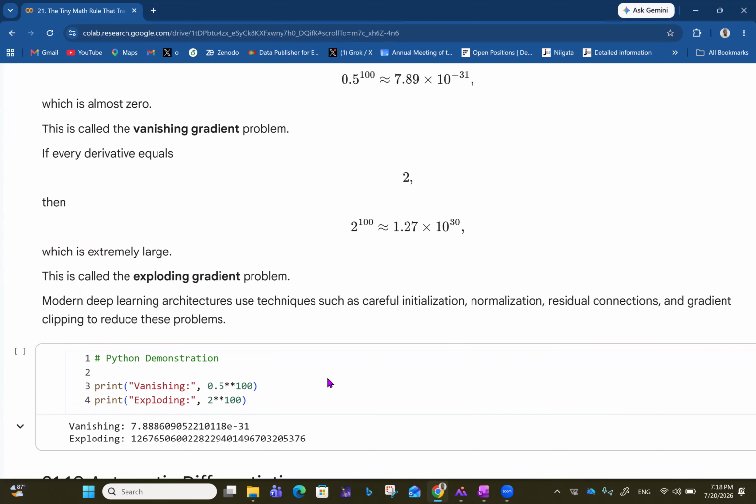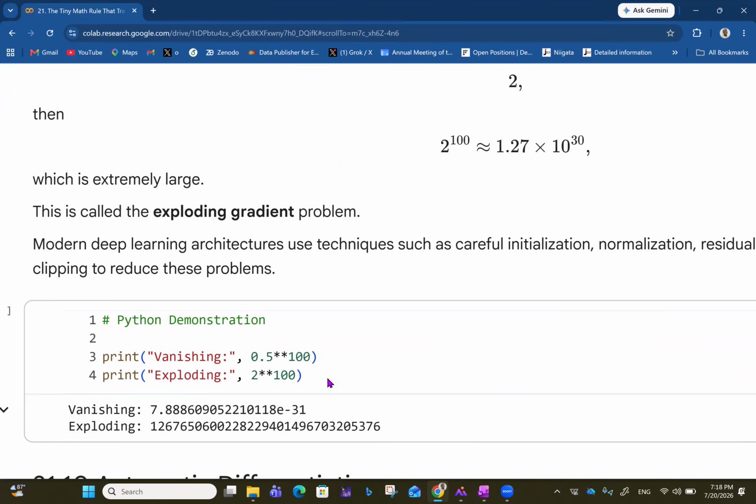Now, for a demonstration of the pattern: for vanishing, you have 0.5 raised to 100. That's 7.889 times 10 raised to minus 31, which is 30 zeros before you get to 788. Then for the exploding one, see the number so big. You have 2 raised to 100. That's 1.27 times 10 raised to 30.